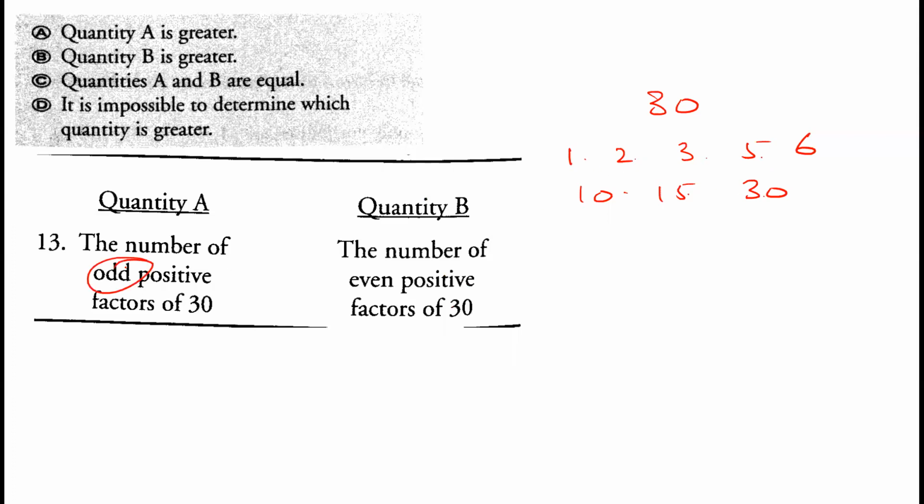So how many of them are odd? So 1, 2, 3, 4. So 4 of them are odd. And how many of them are even? So 1, 2, 3, and 4. So the number of odd positive factors and the number of even positive factors both are equal. Hence option C is correct.